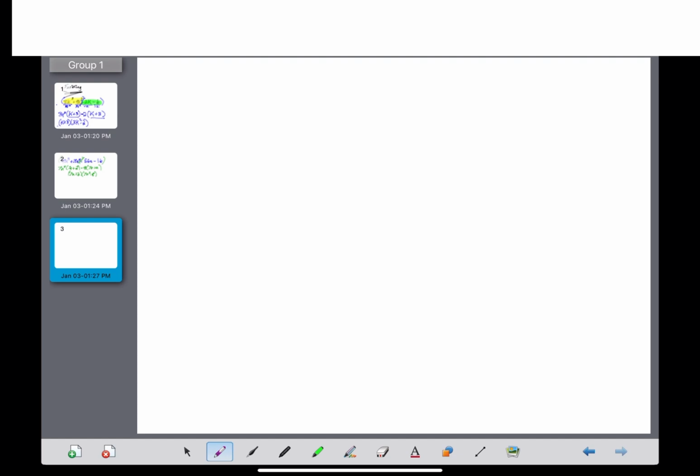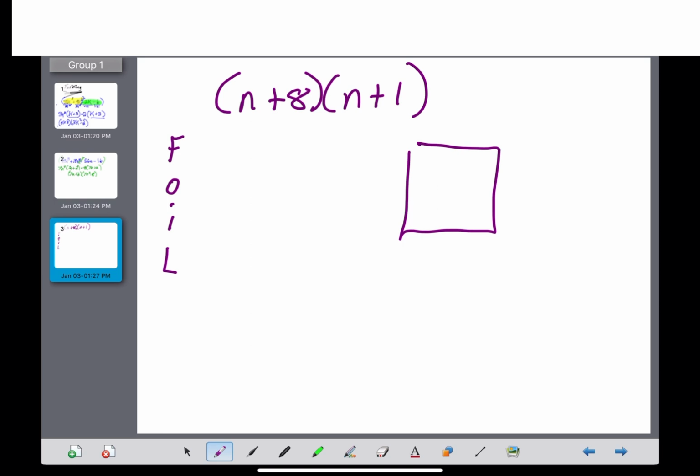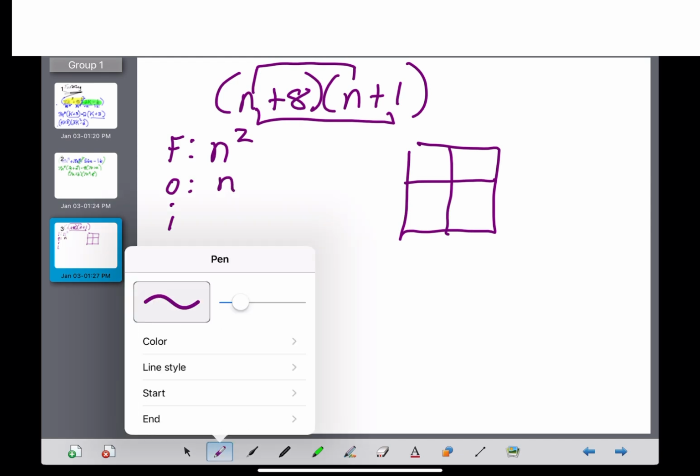Okay, so we've done this kind of in one direction. If we had n plus 8 times n plus 1, and I asked you to multiply that, there were 2 ways that you could multiply this. We either used FOIL or we used the box method to multiply these out. If we used FOIL, first times first, n times n is n squared. O stood for outside. n times 1 is n. I stood for inside.